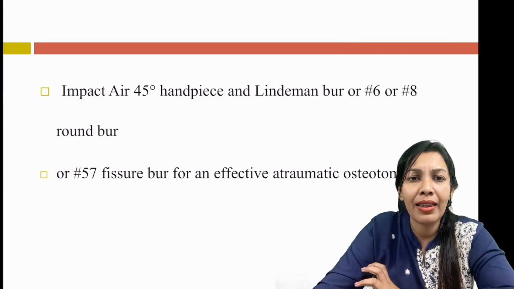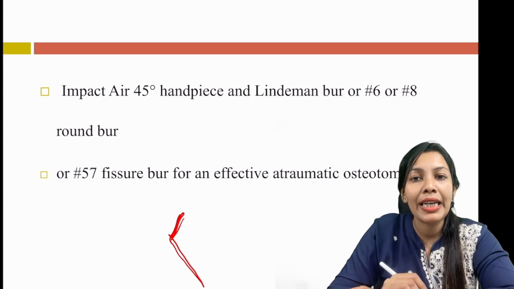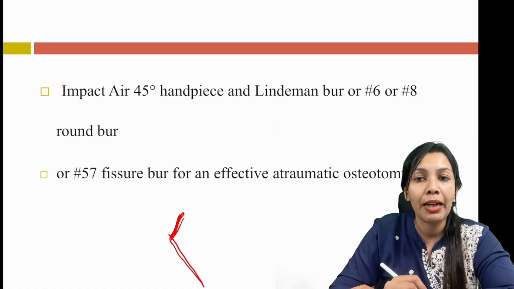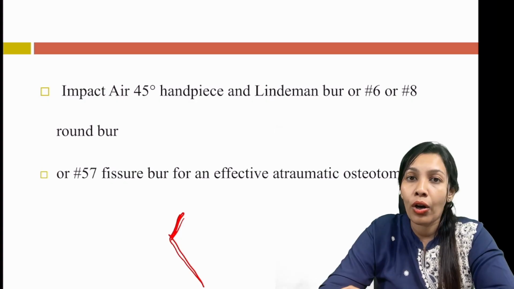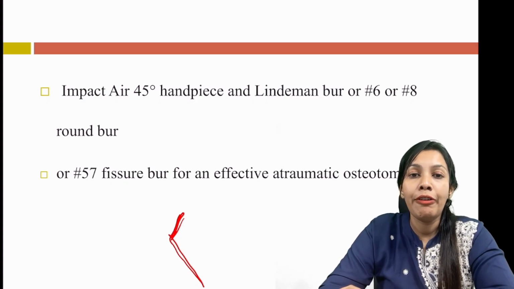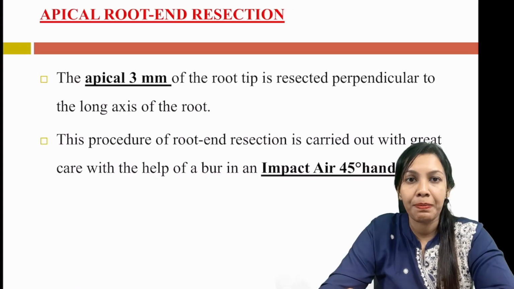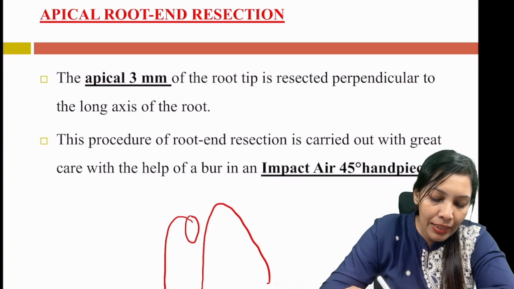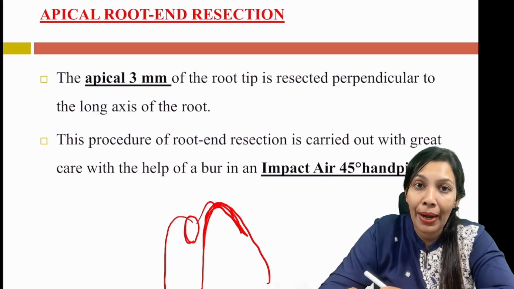So how will we cut the bone? There are certain handpieces which have an angulation of 45 degrees. It is an Impact Air 45-degree handpiece, and burs like Lindemann's bur, 6, 8, or round bur can be used for cutting the cancellous or the cortical bone to do the osteotomy. Similarly, the 57 Fisher bur is also used for an atraumatic osteotomy. Now, once we have reflected the flap and cut the bone, we have reached the root end or the apical root.